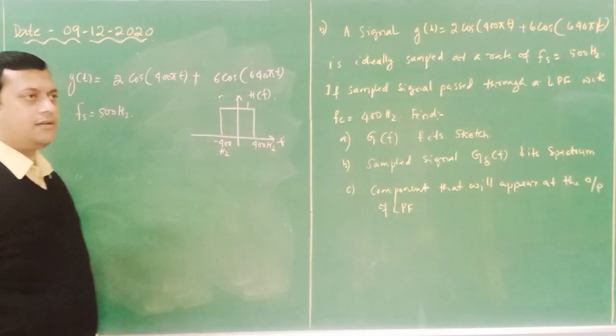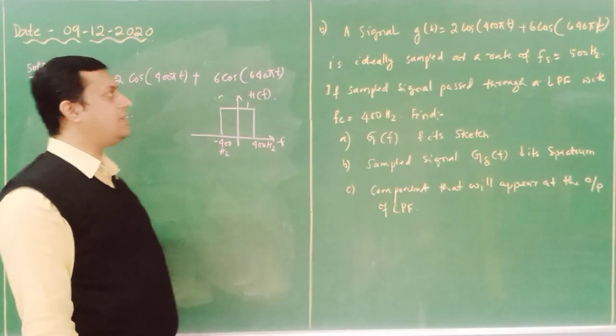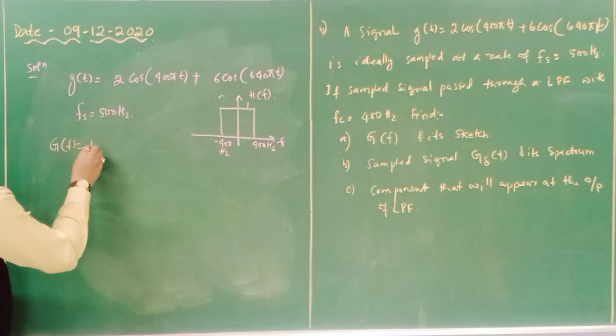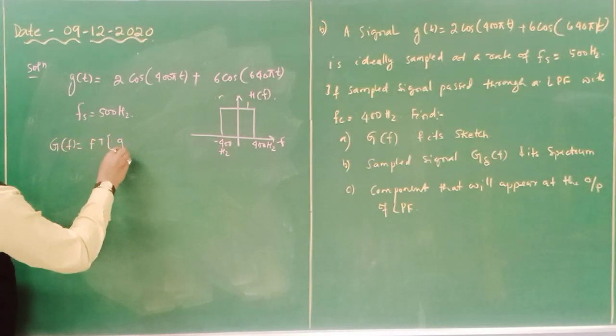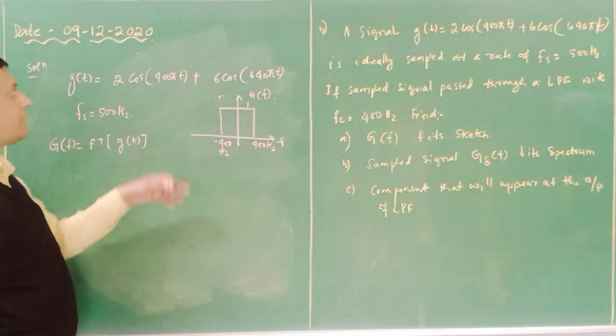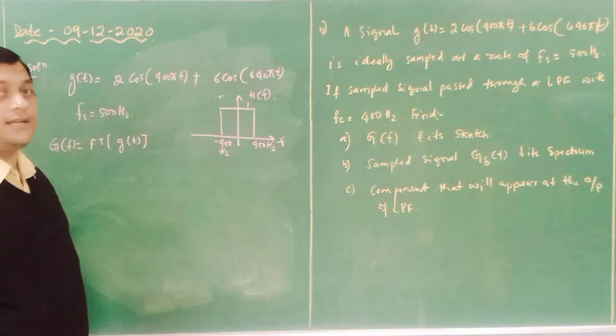Done. Now here we need to calculate what is G of f and the spectrum. So G of f means what? G of f is the Fourier transform of g of t. So what is the Fourier transform of this? As it is a cos term, we need to represent it in terms of delta.